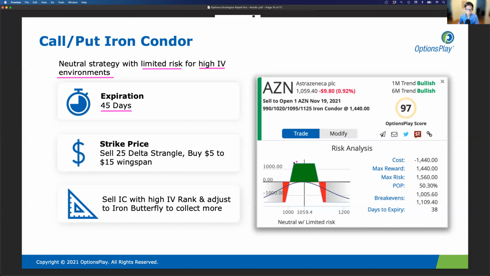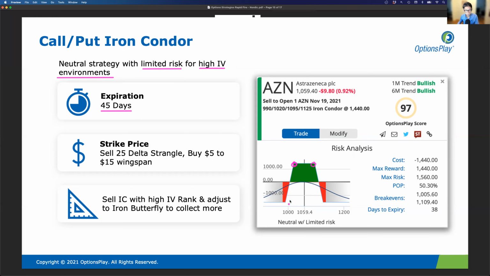And what you generally want to do is sell a 25 delta strangle. So you're basically selling the 25 delta call and selling the 25 delta put. So these are already out of the money. This is what we call the width. And then what you want to do is buy back a call or a put that's about 10, 15 wide. Generally speaking, you're basically selling 2 credit spreads.